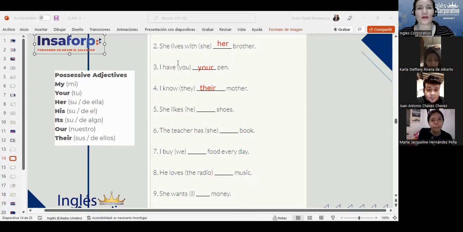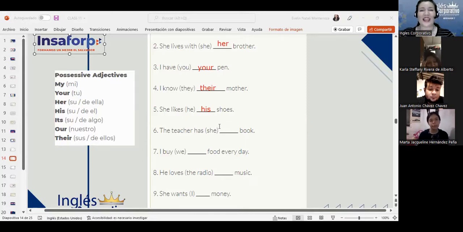What about this one? Number five. She likes her shoes. No, she likes his shoes. A ella le gustan sus zapatos, pero los zapatos de él. She likes his shoes. Le gustan los zapatos de él.